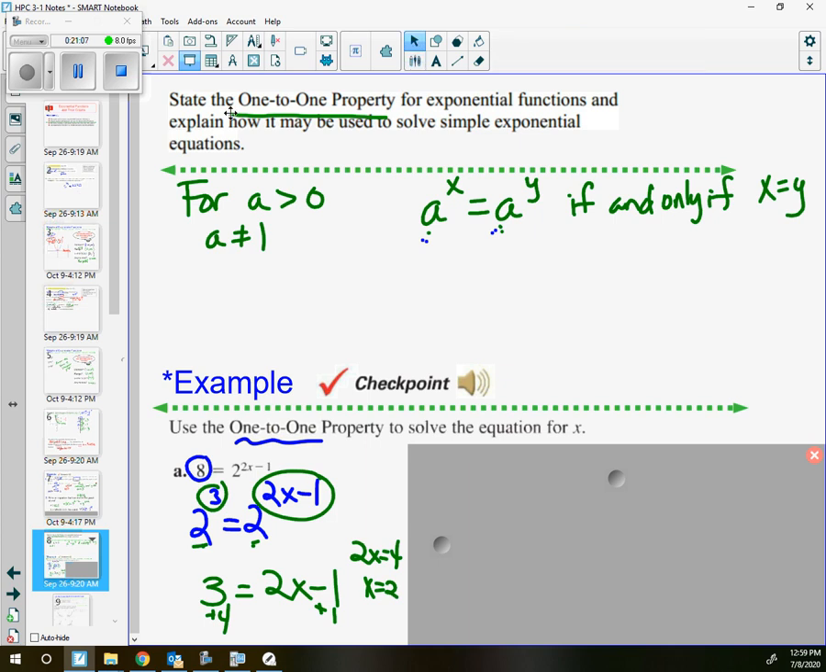Okay, that doesn't mean the exponent's 2. That means the value for x that we need to substitute back in would have to be 2. And think about that. 2 times 2 minus 1. So 4 minus 1. Yep, that would make a 3.